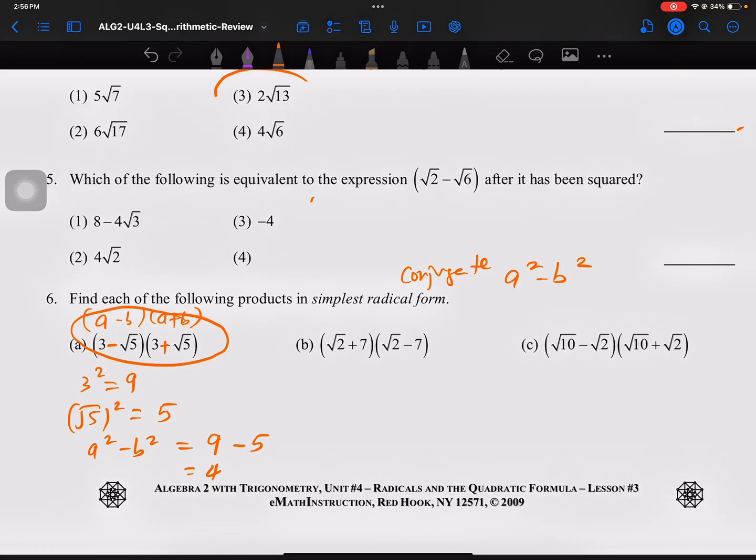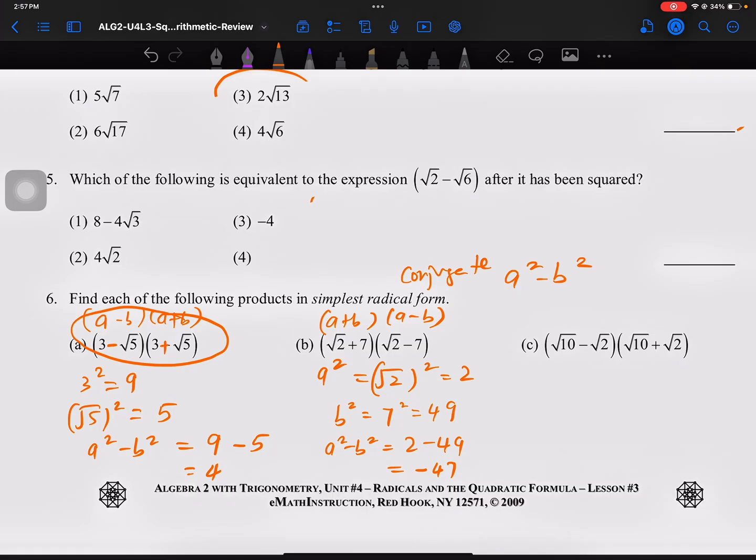So then again, this is a plus b, a minus b. We do it in a squared. What is a squared? a squared is square root of 2 squared, which is 2. b squared is square root of 7 squared, which is 49. So a squared minus b squared is 2 minus 49, which is minus 47. So the final answer is minus 47. No radical left, so it's already as simple as possible.